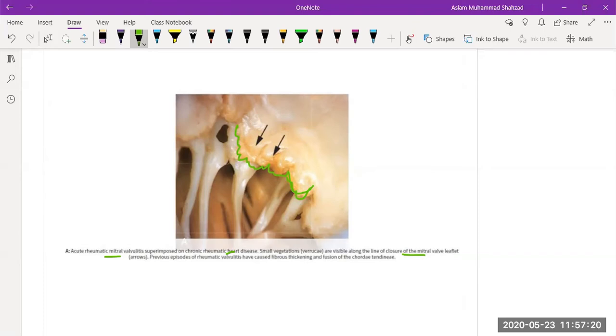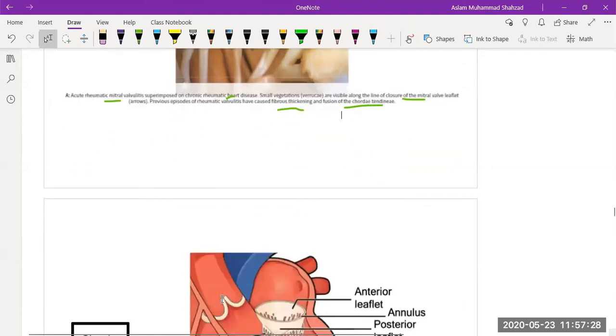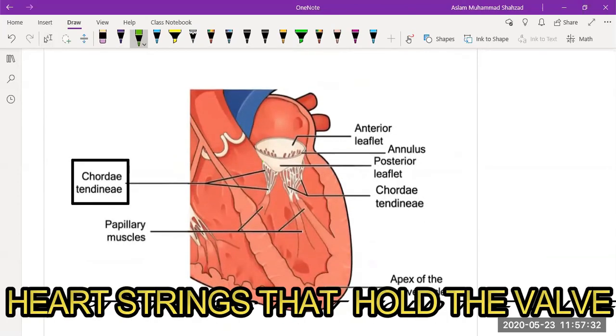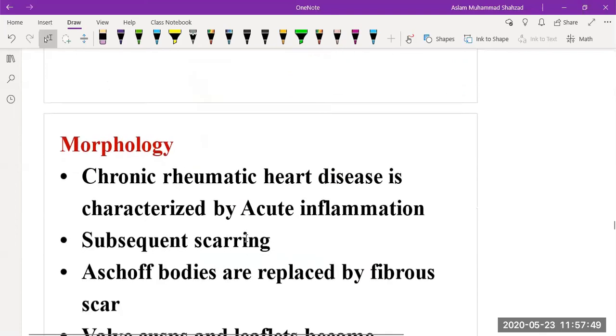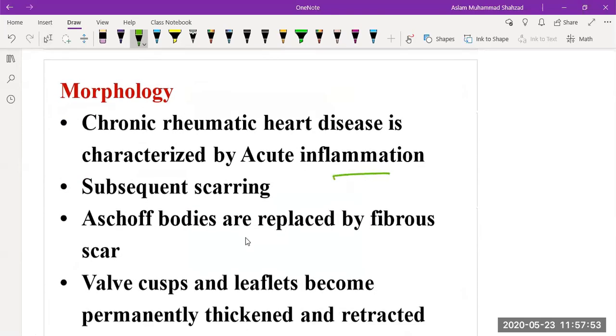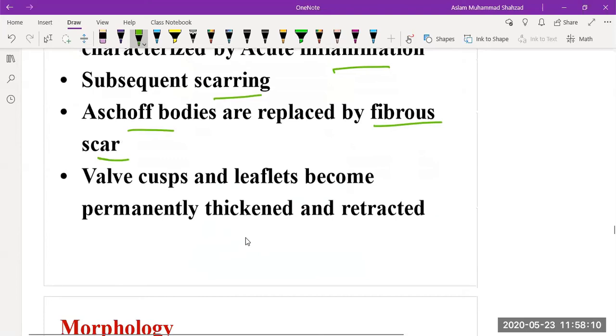The previous episode of rheumatic valvulitis caused fibrosis, thickening, and fusion of chordae tendineae. What are chordae tendineae? These are the threads present around the mitral valves. Chronic rheumatic heart disease is characterized by acute inflammation, subsequent scarring, and formation of Aschoff bodies, which are replaced by fibrous scar later on. Then it is responsible for the valve cusps and leaflets becoming thick or retracted. It means they can shrink, and they can become permanently enlarged or thick.